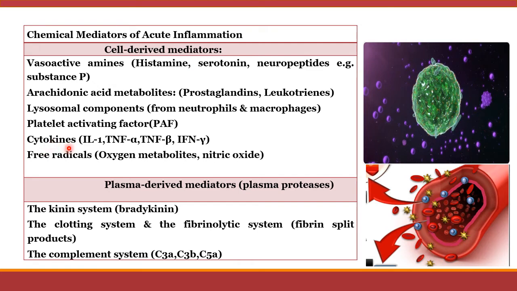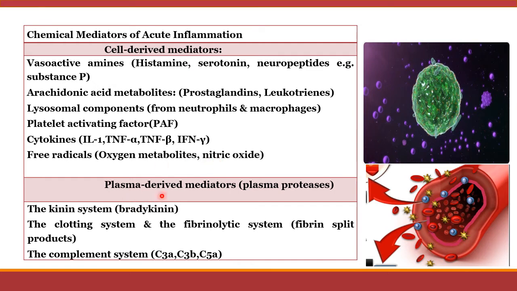So cytokines such as interleukin-1, tumor necrosis factor alpha, tumor necrosis factor beta, and interferon gamma are going to have a lot of roles in acute inflammation. Last but not least, in the cell-derived mediators are the free radicals such as the reactive oxygen species or reactive nitrogen species or the nitric oxide.